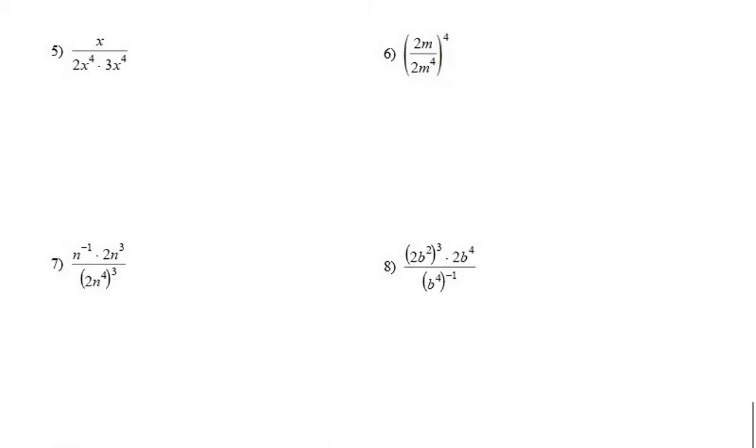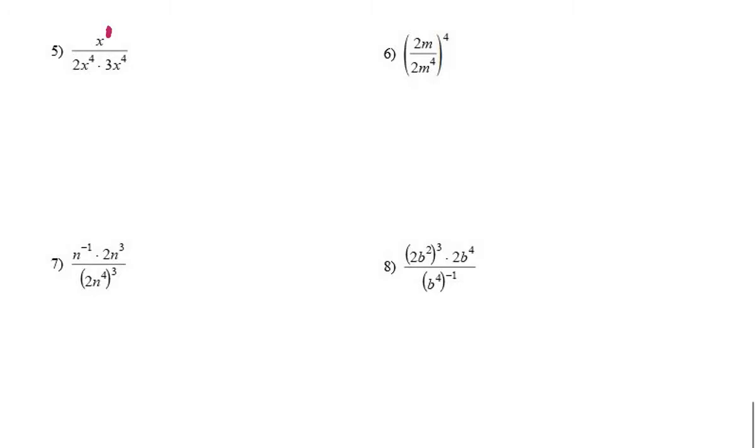Okay, so now flip your papers over, and I'm going to review the back. Hopefully you guys noticed that there was a back side to this. If not, now you know. So once again, I'm going to remember to put an exponent of 1 if there's not an exponent there. So this is x to the first power over 2x to the fourth times 3x to the fourth.